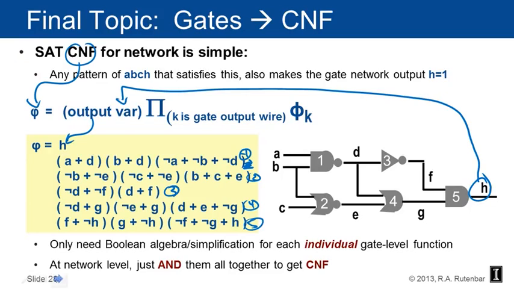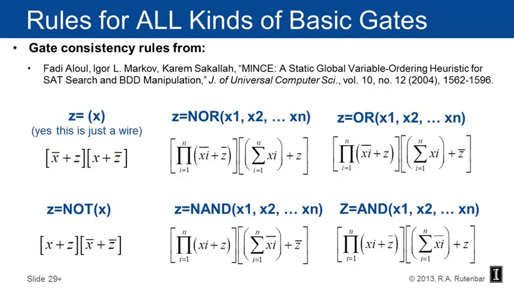Now, as the result of this, smart people have written the formulas down because it's really boring to have to continue to derive these. And this is a big complicated slide. I got these formulas from a pretty famous paper from Fadi Aloul, Igor Markov, and Karem Sakallah, all at the University of Michigan, where they were doing some interesting things with SAT. And here are the formulas.